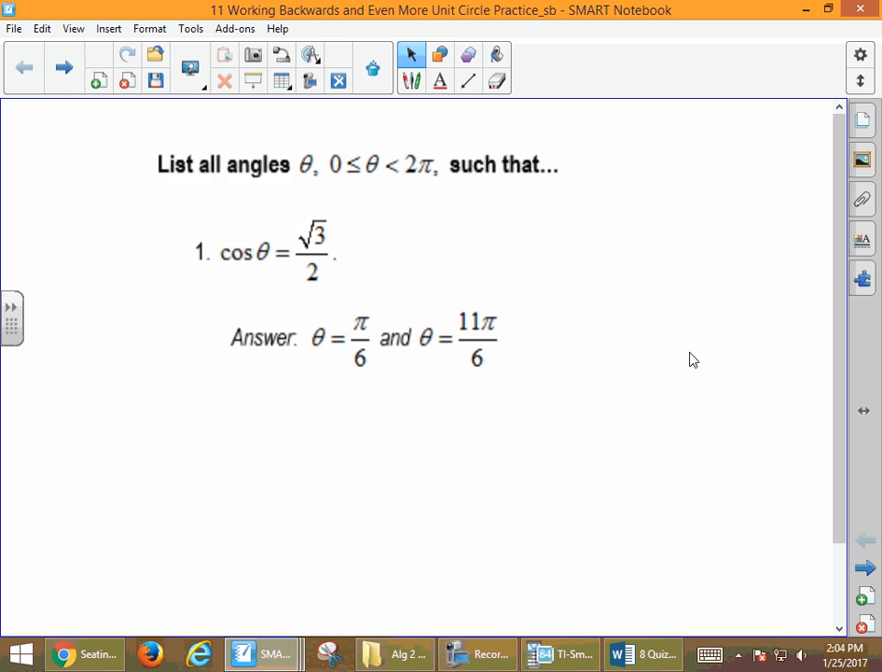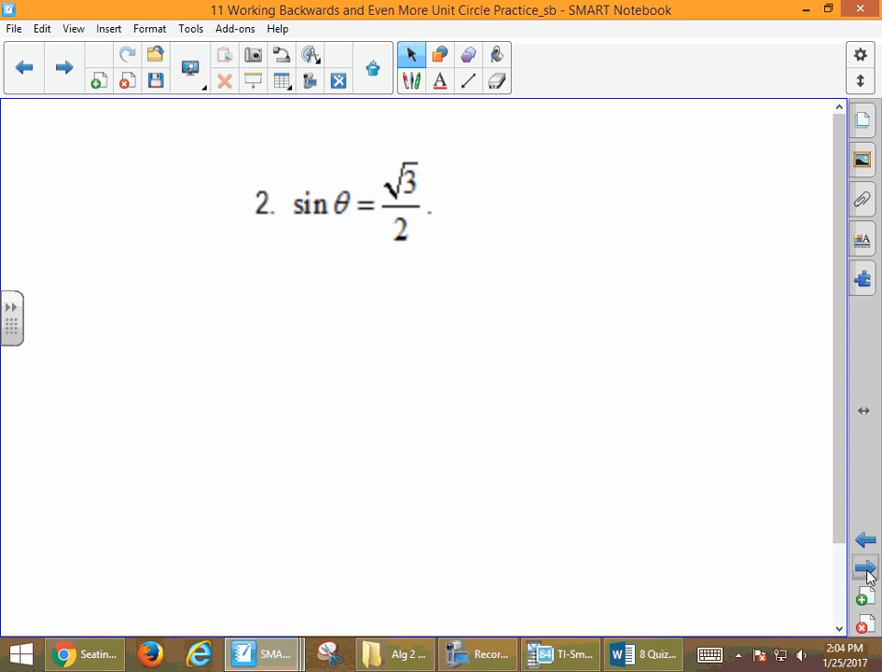I'm going to jump around a little bit, but I am going to start with problem number 2. And hopefully the board changes pages. But it says sine of theta is radical 3 over 2. So remember, sine on our unit circle is the second value. So where on our unit circle do we have a value of radical 3 over 2 that's positive in the second position?